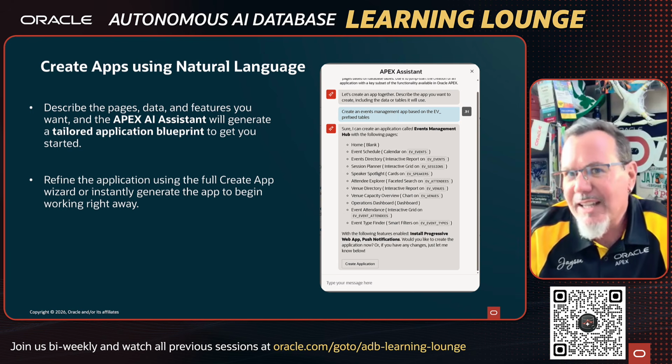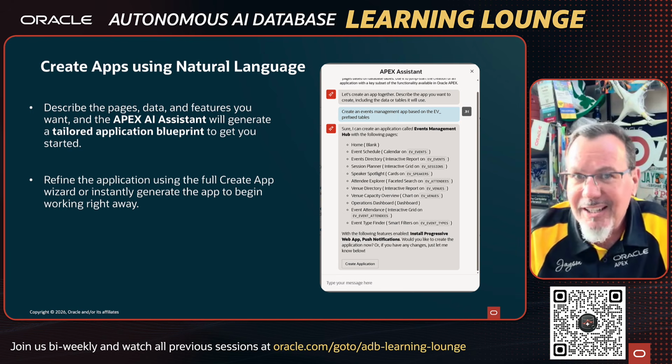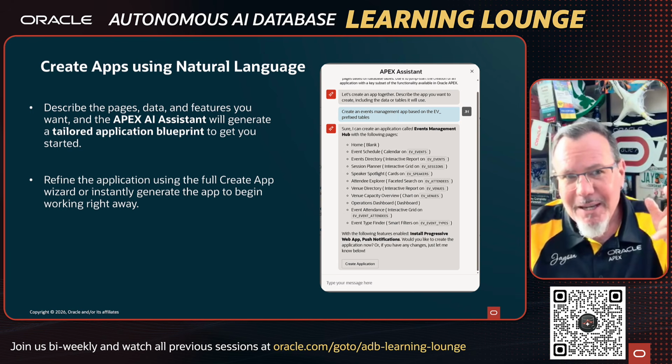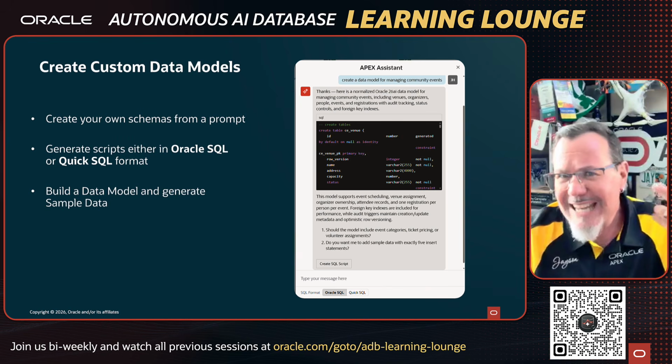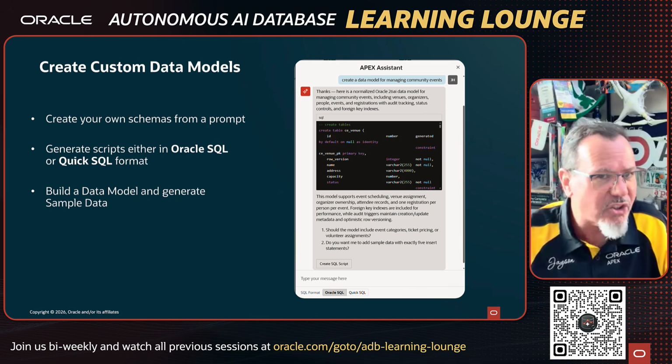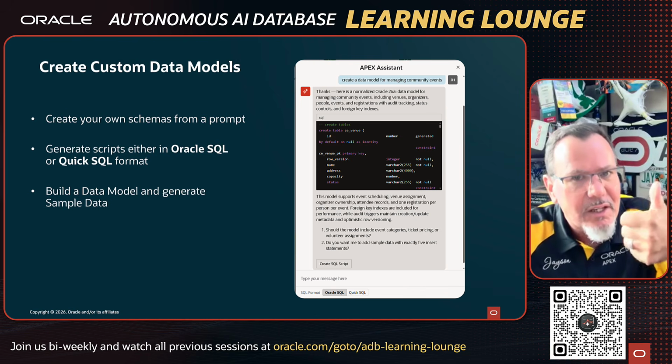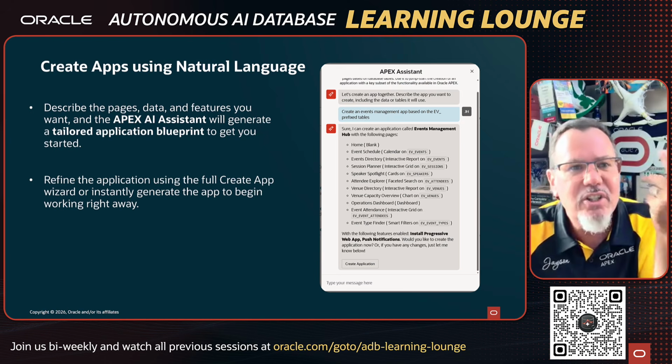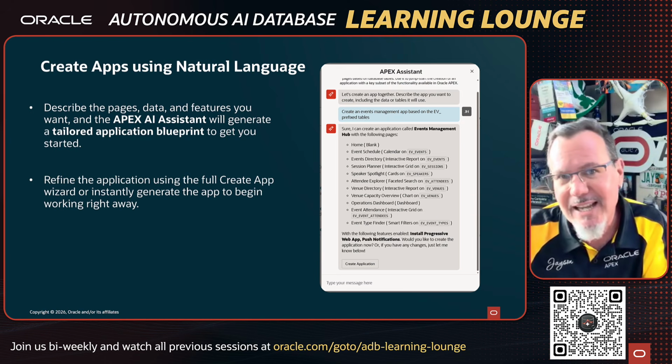You can create apps using natural language right in the builder. Now, just bear in mind, it makes no sense to create an app using natural language if you have no data or no data models in your schema. So really, it's foundational to understand data comes first. Data model comes first. Then you can use Apex to create an app using natural language.